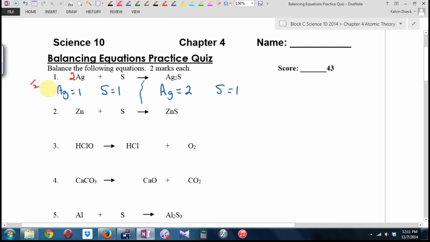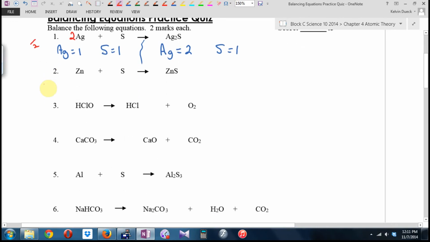They get tougher. Sometimes they're easier. Zinc plus S. You know what? Is that right? Balanced already or not? Yep. Okay, cool. That's a very simple chemical reaction. Yeah, for just not changing anything? Sure.